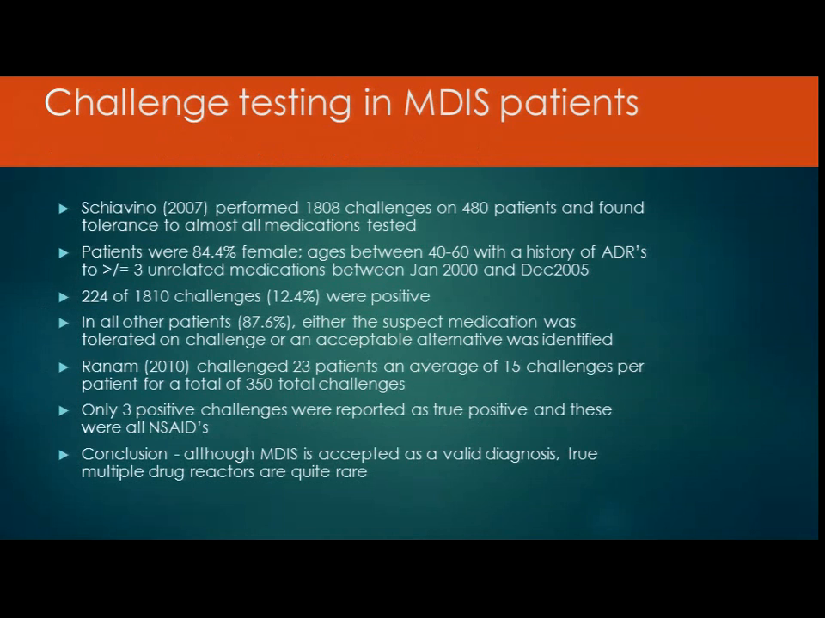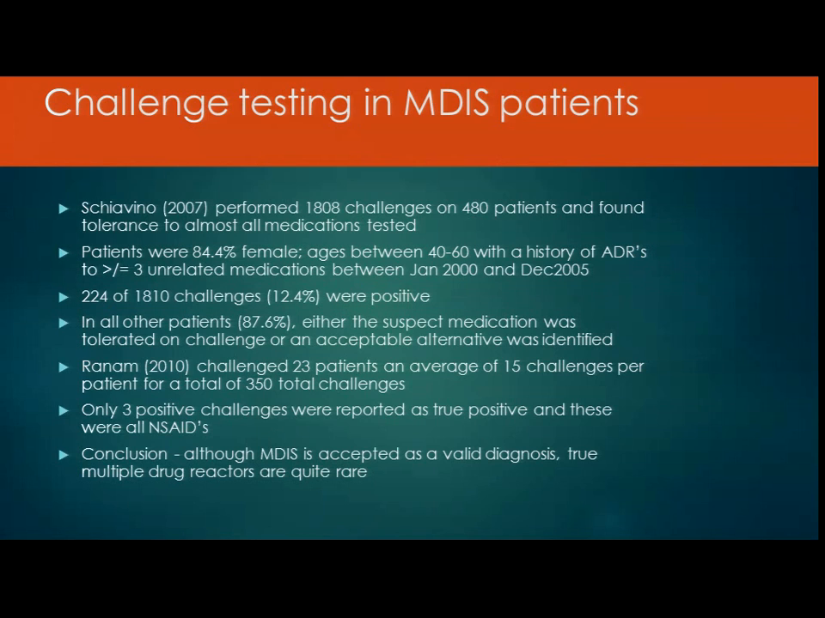If you challenge these people, and this is basically the gold standard for this history because there's no test that really can help us, Shavino did 1,808 challenges in 480 patients and found in every one of them, except for about 12%, that they could tolerate the drug they said they're allergic to. They're 84% female, between 40 and 60. They had at least 3 unrelated medical allergies between the years of 2000 and 2005, and only 12% of the challenges were positive. In the other group, 87%, they were able to either take the medicine that they thought they were allergic to, or an acceptable alternative was identified on the first try, so they didn't go any further.